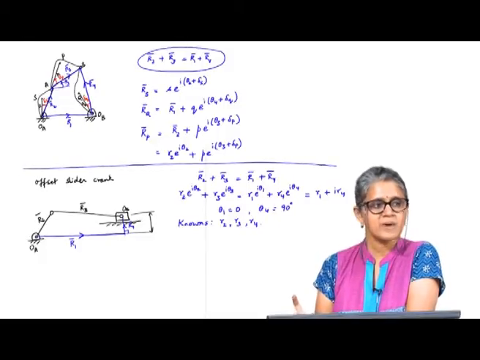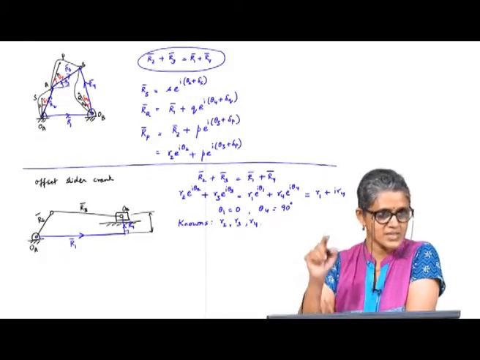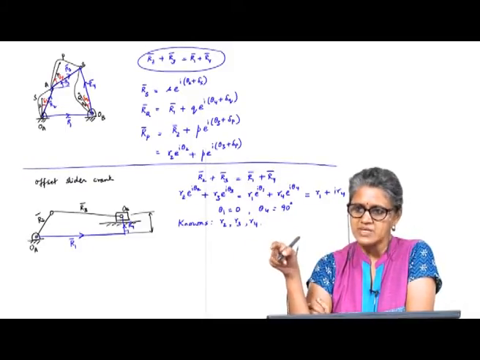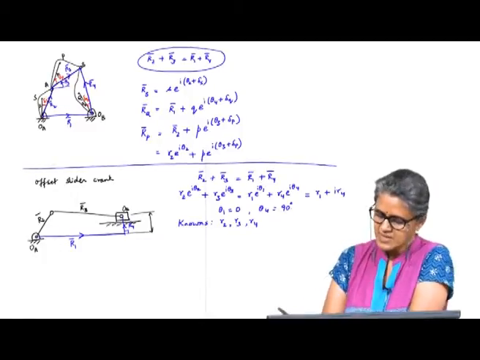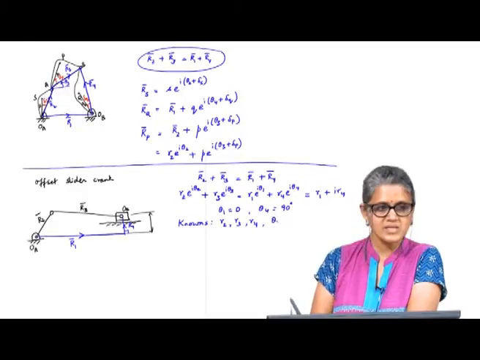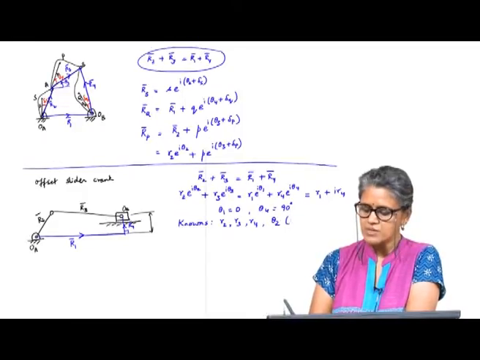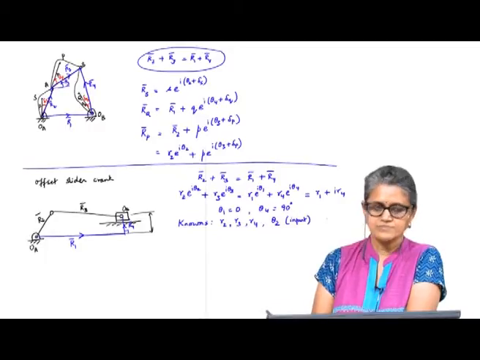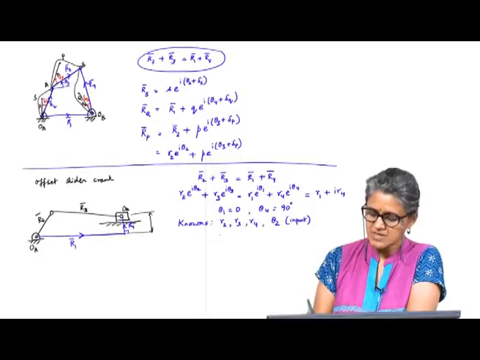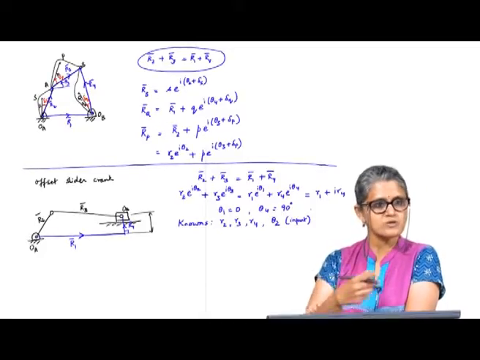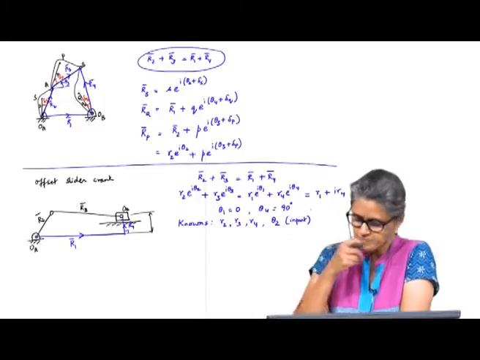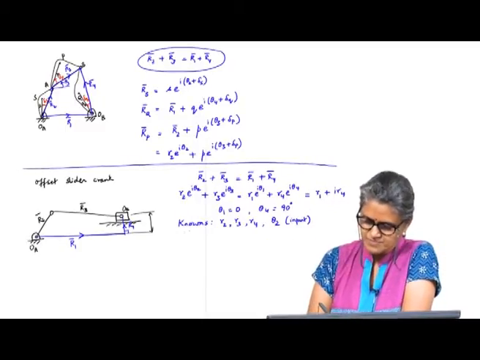In the case of the 4 bar, all 4 link lengths were known. Here R1 is going to be varying. Okay. So, you have the R2, R3, R4 and your input angle theta 2. This will be your input. Okay. And sometimes the motion of the slider block could be the input, in which case R1 is your input. What are your unknowns?